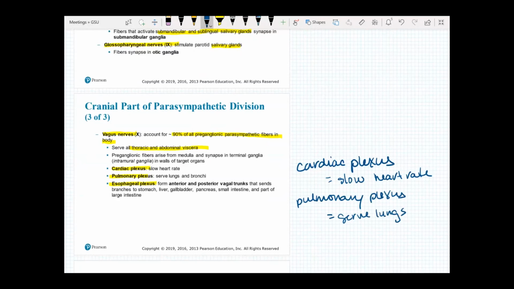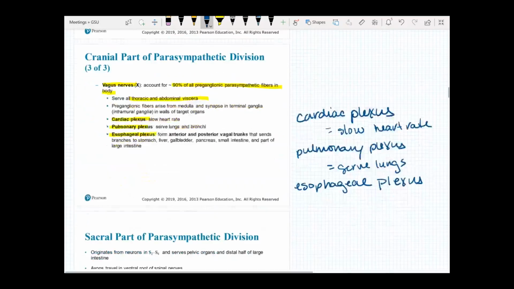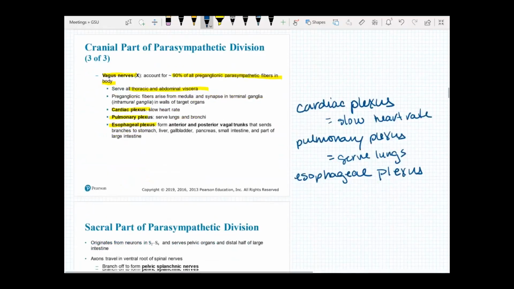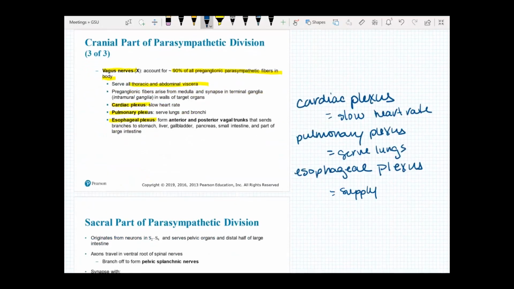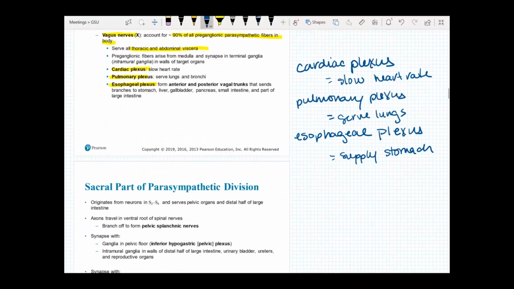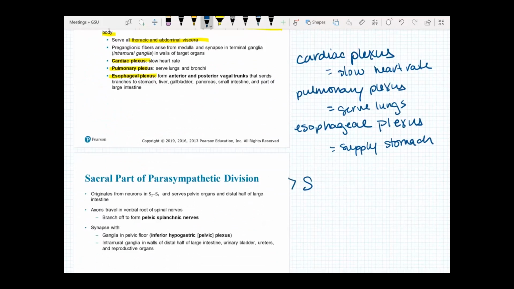And then you're going to have your esophageal plexus for your rest and digest system. And this will essentially turn on your stomach and your esophagus in this entire process of digestion. So that's really cool to have that part. That's the cranial part. Then there's also going to be the sacral part of the parasympathetic division.